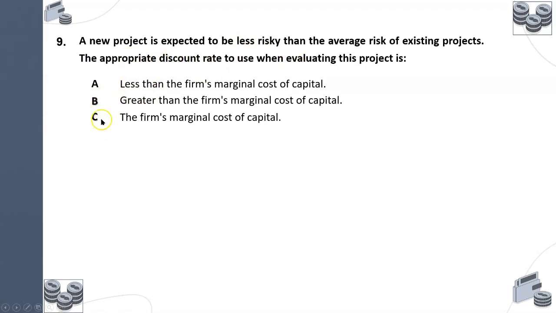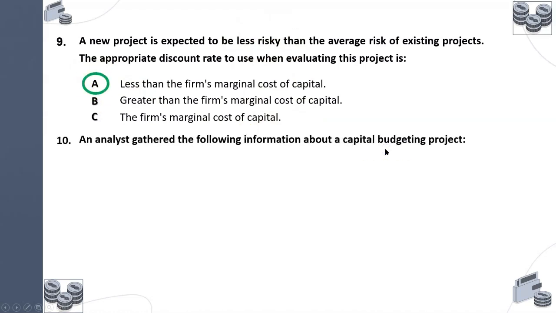That is right. But let us see the other answers. Greater than the firm's marginal cost of capital, because it is less risky, it will demand more return. That doesn't make sense. This is an inverse relationship. As I just mentioned, the relationship is linear. The higher, the higher. The lower, the lower. The same as the firm's marginal cost of capital? No, since the risk profile is different. So the answer is A.